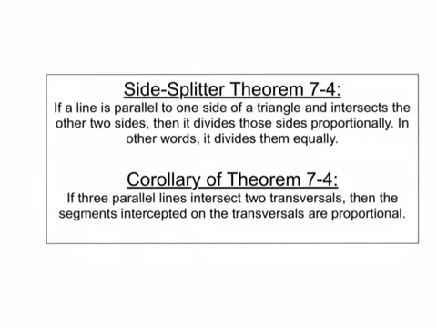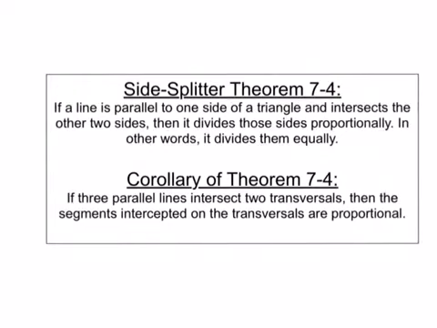Sorry guys, we can't jump in just yet. There's still a few more things that we need to know. First of all is the side splitter theorem. This states that if a line is parallel to one side of a triangle and intersects the other two sides, then it divides those sides proportionally, and proportional just means equal.